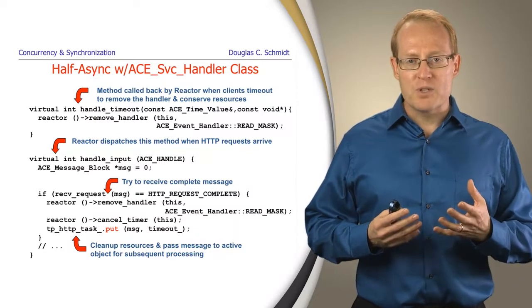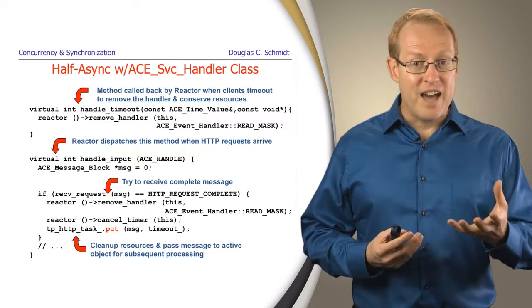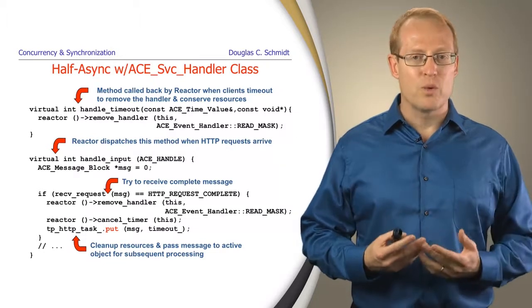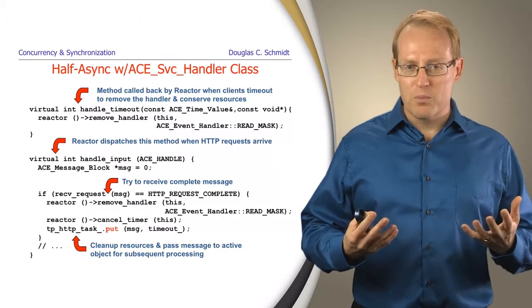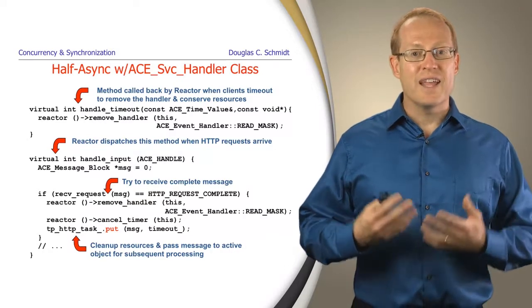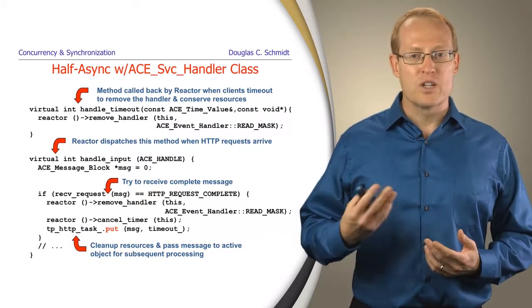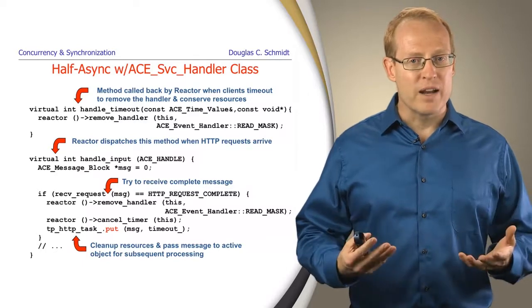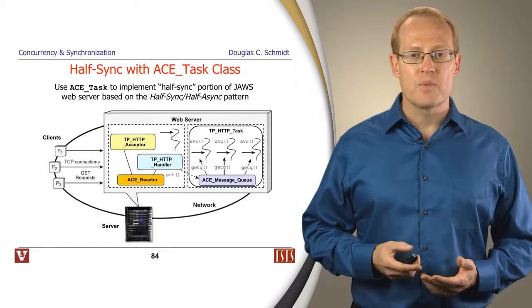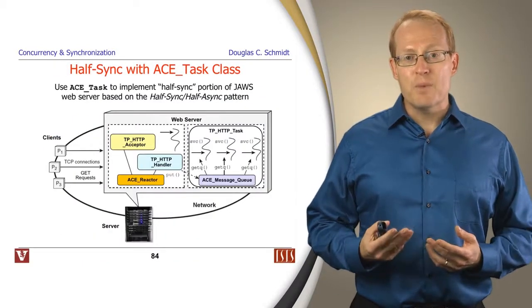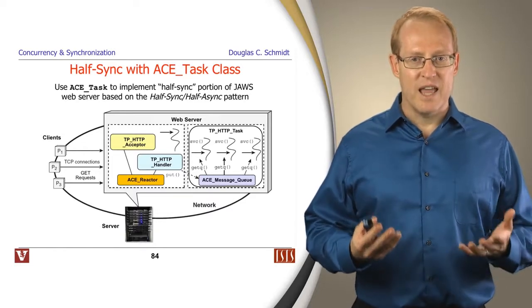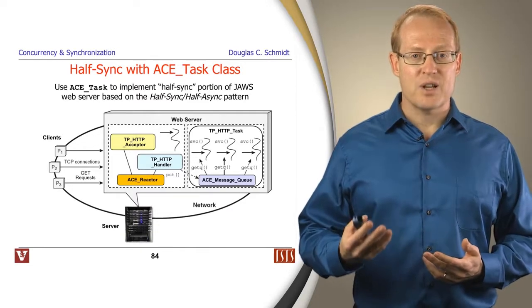This put method represents the boundary between the half-async part, or the reactive part, which is single-threaded and runs with callbacks from the reactor, and the active object part, which, as we'll see in a moment, is actually multi-threaded and runs as an active object. So let's now take a look at how we can implement this half-sync layer using the ACE task class.